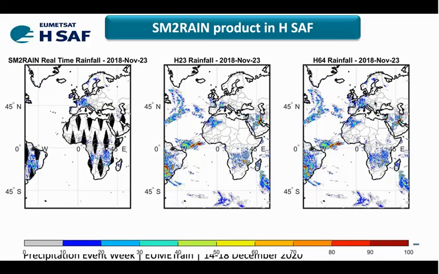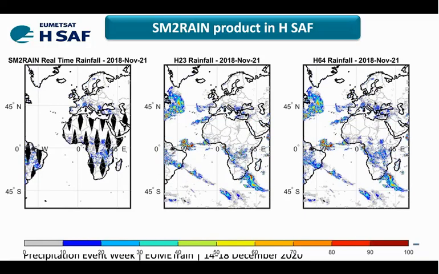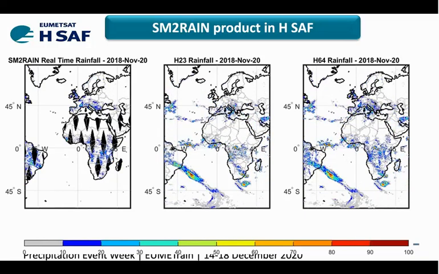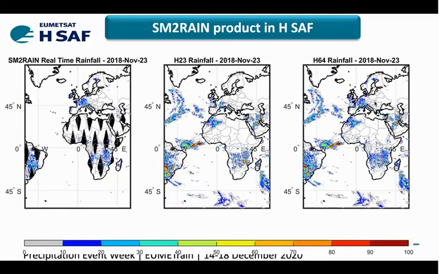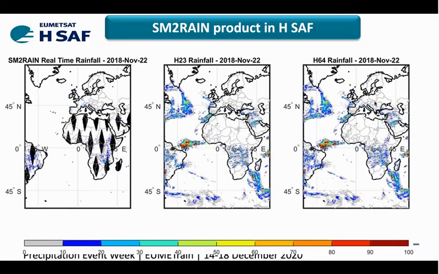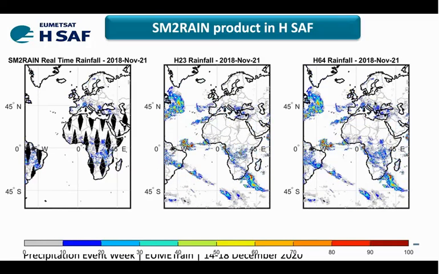But we have also a version of this product merged with the microwave product in order to be able to provide a precipitation estimation also over the ocean. An example is provided here on your right. So at the end, on your right, you have a product that is derived from microwave products and also from ASCAT data and soil moisture information.